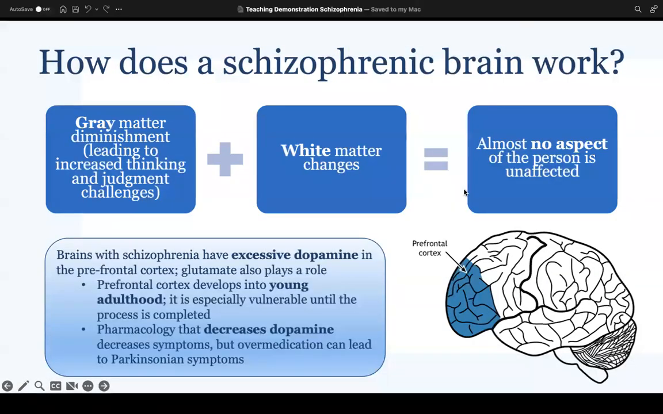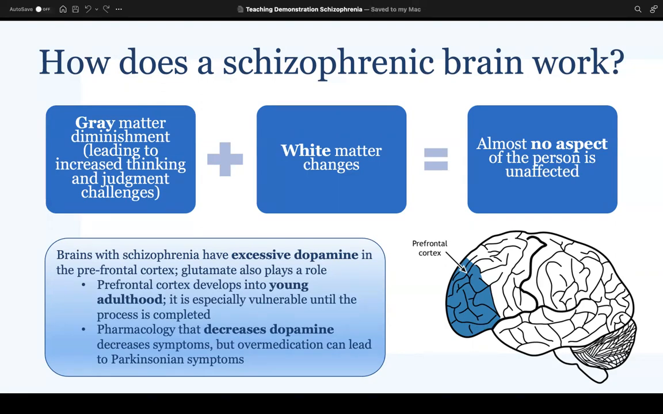Okay, so how does a schizophrenic brain work? So there are some very clear differences between a schizophrenic brain and a non-schizophrenic brain. There are changes in each type of matter in the brain. So the gray matter diminishment leads to increased thinking and judgment challenges. In general, there are other things that it impacts, but those are two of the big ones. And white matter changes as well. And basically what that means is that there's almost no aspect of the person that is unaffected.